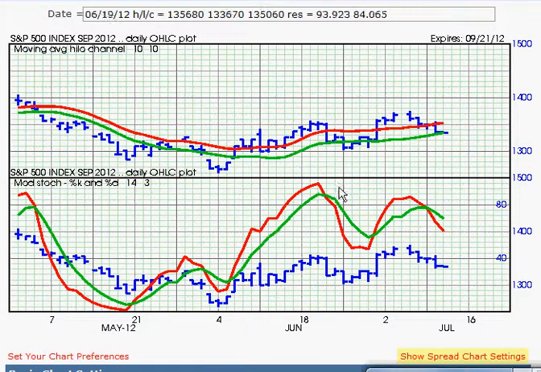The S&P is right at lower band support. It's still in an uptrend, but if this breaks support here, I'm going to probably turn bearish on stocks, and then we'll probably be looking to sell the S&P in the premium commodity newsletter.